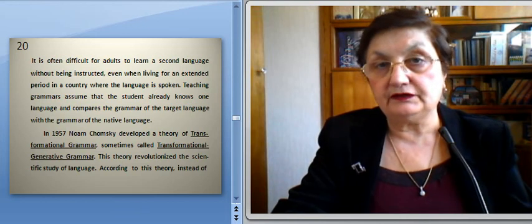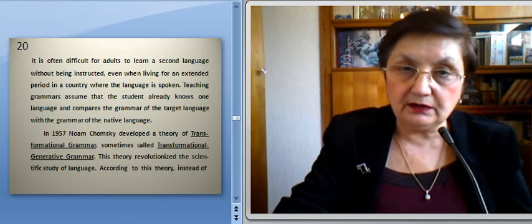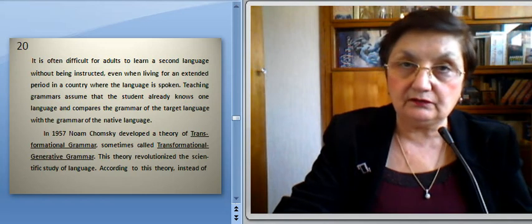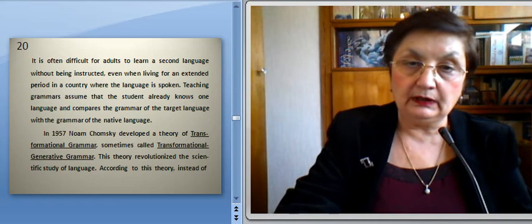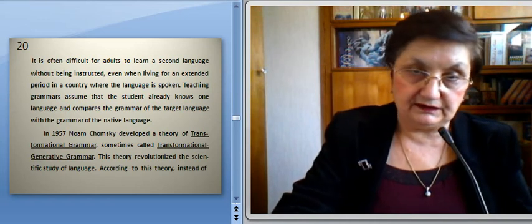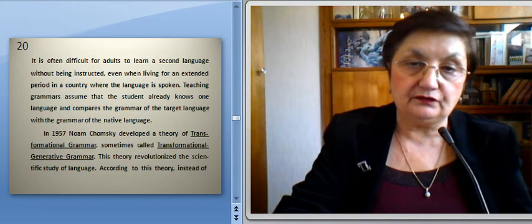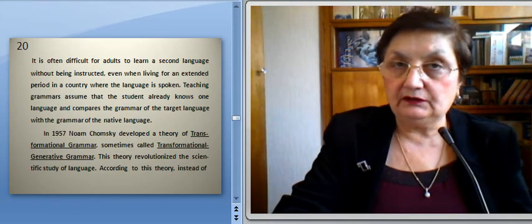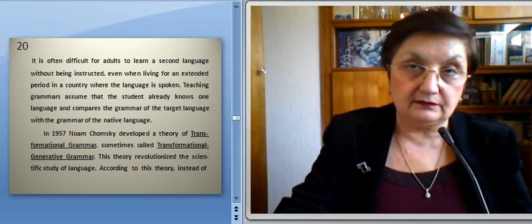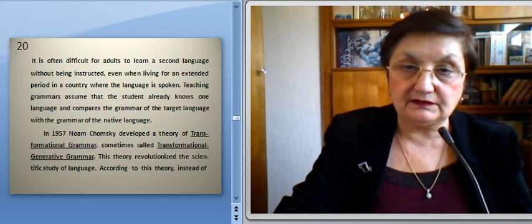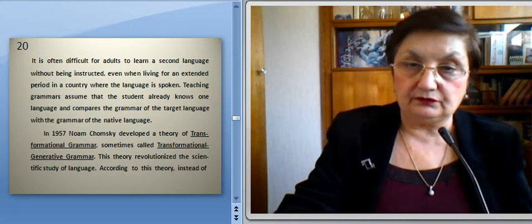In 1957, Noam Chomsky developed a theory of transformational grammar, sometimes called Transformational Generative Grammar. This theory revolutionized the scientific study of language. According to this theory, instead of starting with minimal units, people should begin with kernel, that's elementary sentences, the number of which is limited in any language.